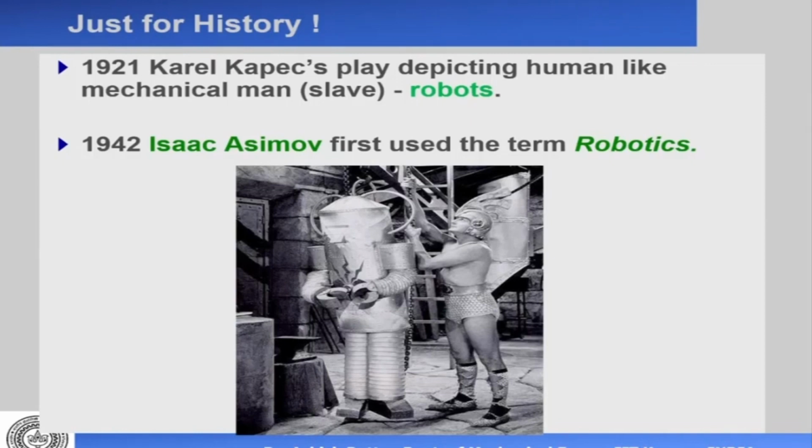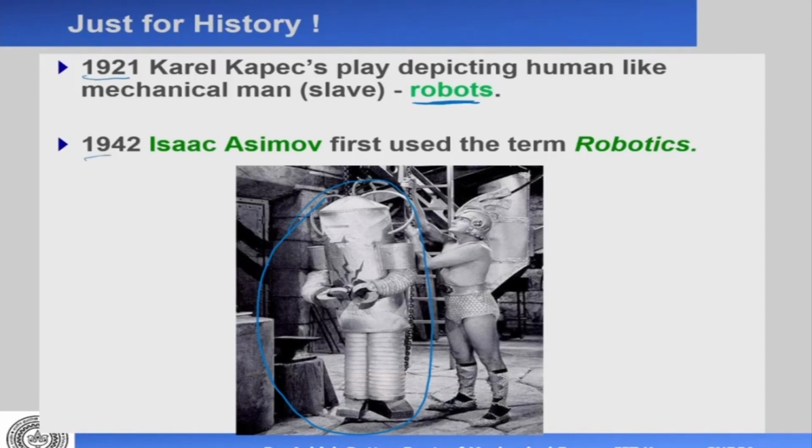In 1921, a Czechoslovakian playwright, Karel Čapek, wrote a play in which he depicted human-like mechanical men to do dirty work in industries. So apparently this is a picture from his play, and there is this mechanical man, which is going to do dirty work of human beings in industries. And he used the word robot there. So this is the first use of the word robot, and it basically means mechanical men or a slave man for doing dirty jobs in industries.